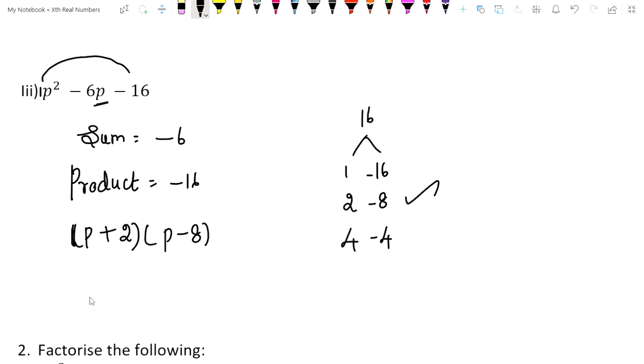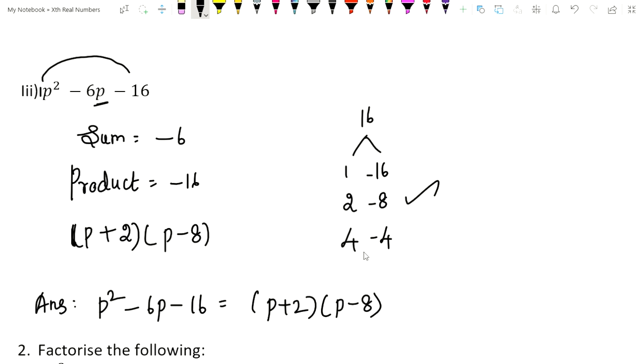Okay, children. So what is the answer? p square minus 6p minus 16 equal to p plus 2 into p minus 8. Okay. I repeat this. Here sum equal to minus 6, product equal to minus 16. So here both are negative. So bigger number negative, smaller number positive. You just give the sign here.